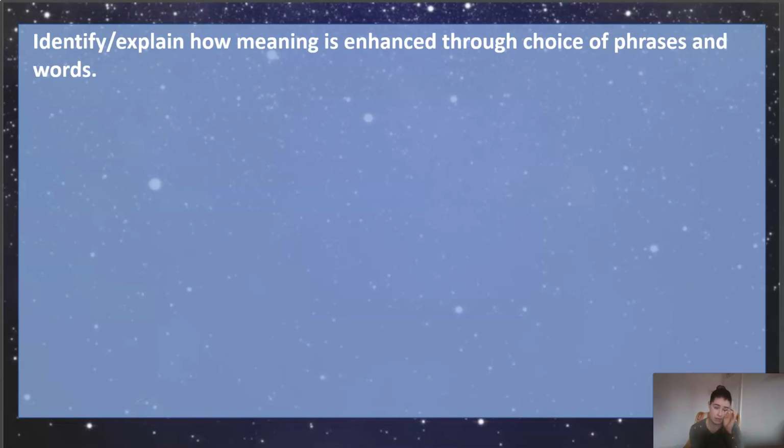So for the next part of our lesson, we're going to be looking at the skills behind the work that we're going to be looking at today. So the main focus is looking at how to identify and explain how meaning is enhanced, so made better, through choice of phrases and words.